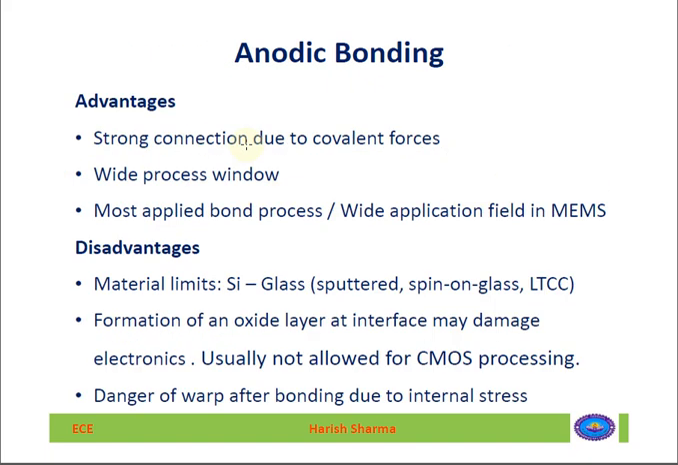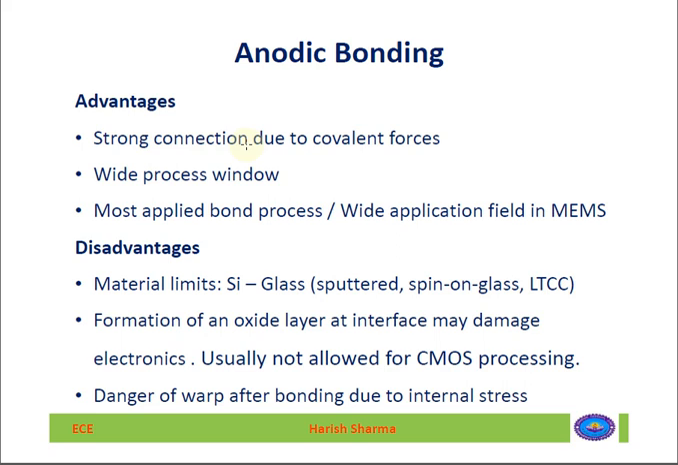The advantages of anodic bonding are a strong connection due to the covalent bond, a wide process window, and it is the most applied bond process, with a wide application field in MEMS. Disadvantages are limited materials, like silicon and glass only, and the formation of an oxide layer at the interface may damage the electronics.